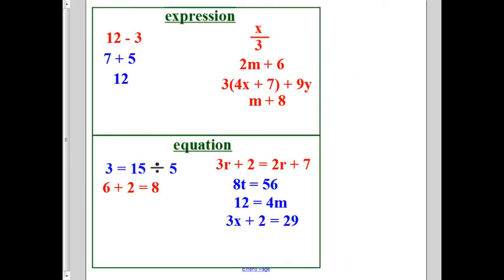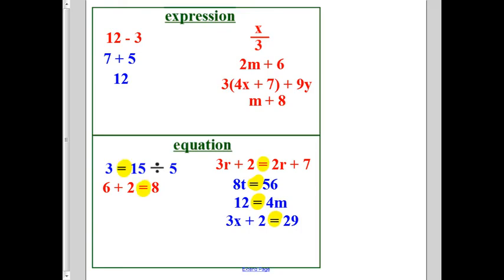Alright, if you've done this correctly, you should have something that looks a little bit like this, and hopefully you have classified each of your equations and expressions correctly. If you notice, the big key, the dead giveaway with equations is they have an equal sign, and they have an expression on each side of the equal sign.